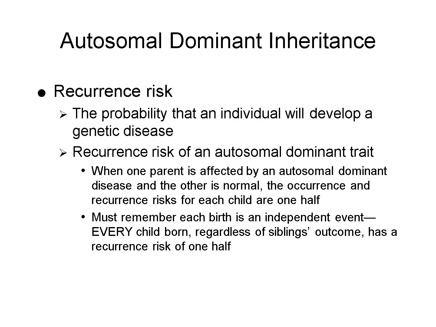Recurrence risk refers to the probability that a genetic disease will appear again in a family. For autosomal dominant traits, if one parent is affected and the other is unaffected, each child has a 50% chance of inheriting the disease-causing allele. It's important to remember that each birth is an independent event. That means the outcome of one child does not influence the chances for the next. Each has the same 1 in 2 risk of being affected.